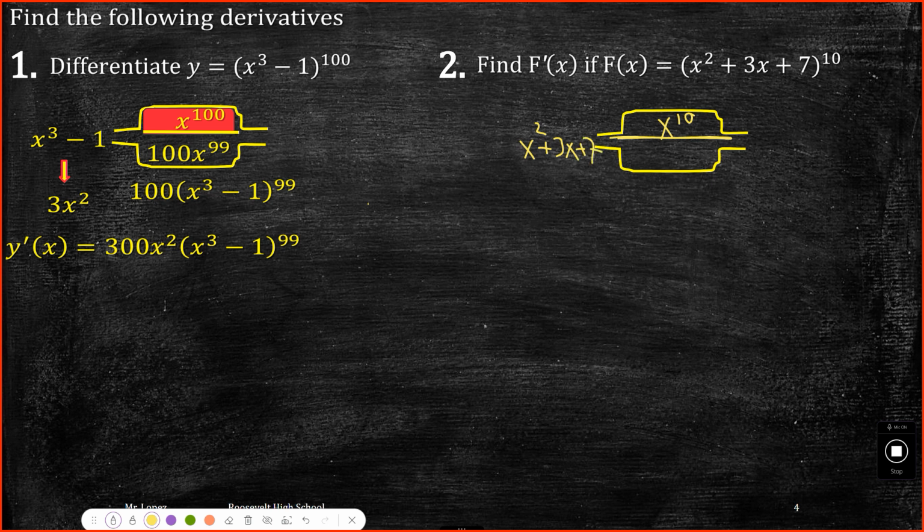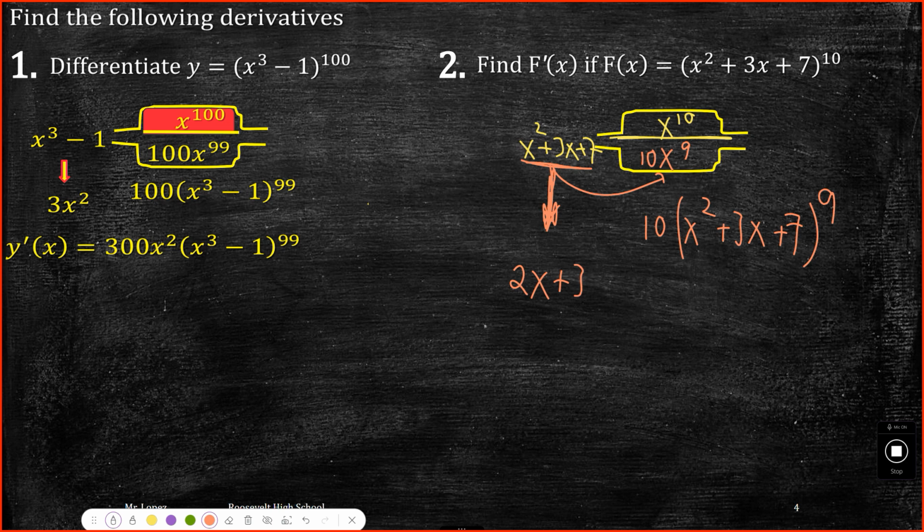Take the derivative of x to the 10th. The derivative of x to the 10th is 10x to the 9th power. And we're going to evaluate it at this, so this whole thing goes into the x. So it'll be 10 times (x squared plus 3x plus 7) to the power of 9. And then we take the derivative of the inner, which is going to be 3. No, what am I doing? It'll be 2x plus 3. So put it in the back over here, 2x plus 3.